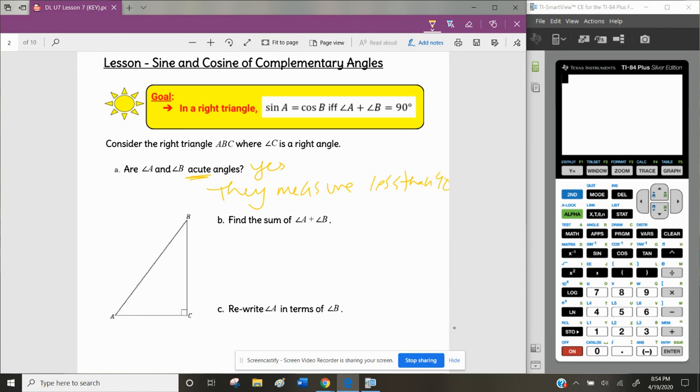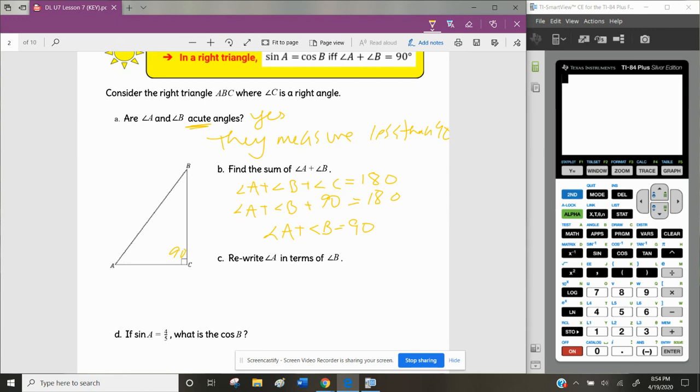We know that all three angles in the triangle, angle A plus angle B plus angle C, have to equal 180. We know that angle C is a 90-degree angle based on the little square. So if we move that to the other side, we are left with angle A plus angle B equals 90 degrees. Now, in order for this to be a triangle and have three angles, each of those angles must be less than 90 but greater than 0. So therefore, they are both acute angles.